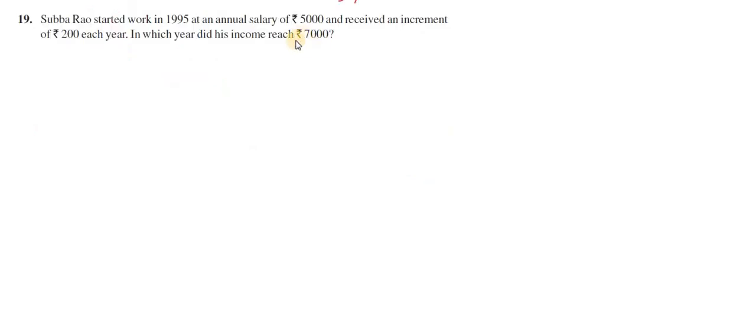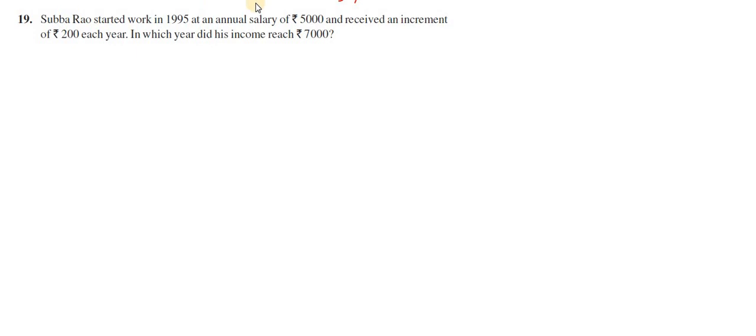Here they give an application problem. Application in the sense that in day-to-day life we come across this type of problem. Subbarao started work in 1995 at an annual salary of rupees 5,000, and he received an increment of 200 rupees each year. Every year after completion of one year he gets 200 rupees extra, and it keeps on going. In which year did his income reach 7,000?